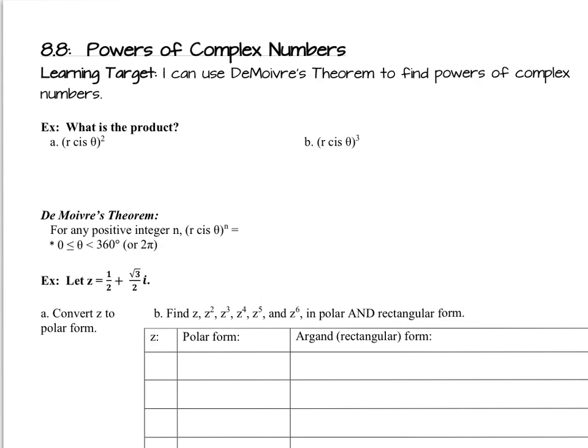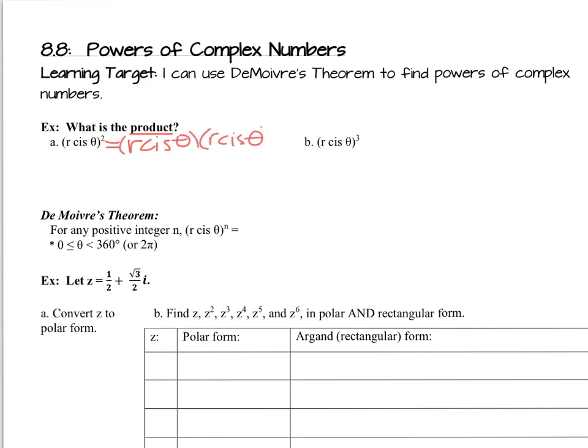The last two lessons in Chapter 8 both deal with complex numbers in polar form. In 8.8, we'll look at powers of complex numbers. Down below it says, what is the product? If we take r CIS theta and square it, what that means we're doing is we're taking r CIS theta times itself.